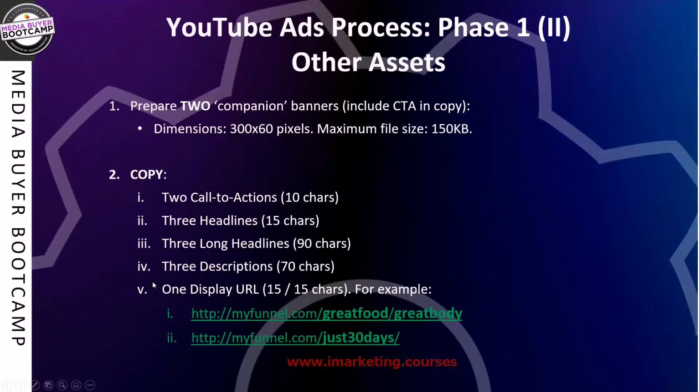So the other assets you're going to need to prepare, you're going to prepare 2 companion banners. That's what it's called, those little banners that I showed you on the desktop version. It's called a companion banner. And remember what I said earlier, include the CTA in your copy there. Okay, the dimensions I've just put them there for you to have them for reference. And you're going to be preparing 2 calls to action, 3 headlines, 3 long headlines, 3 descriptions, and 1 display URL for now.